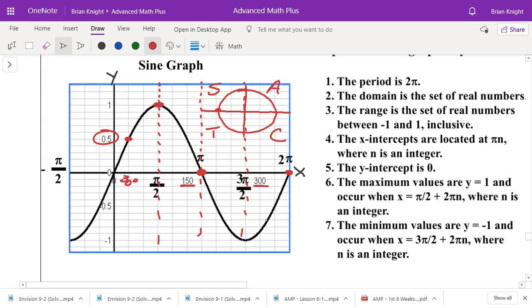So your graph keeps doing this, and it keeps going over and over and over, because once it gets back to 360, what happens? It just starts over, right? So this keeps going over and over and over.